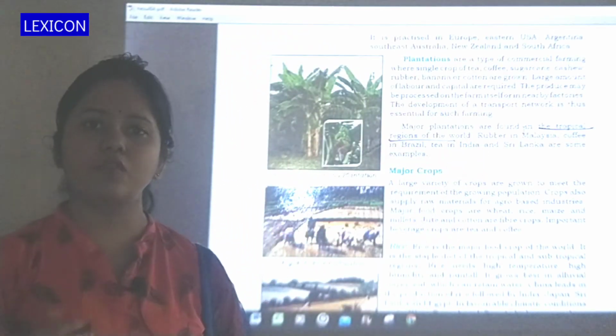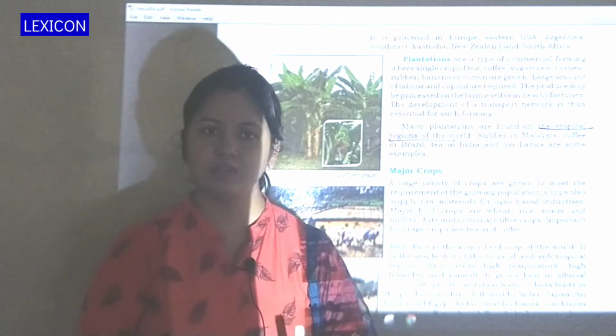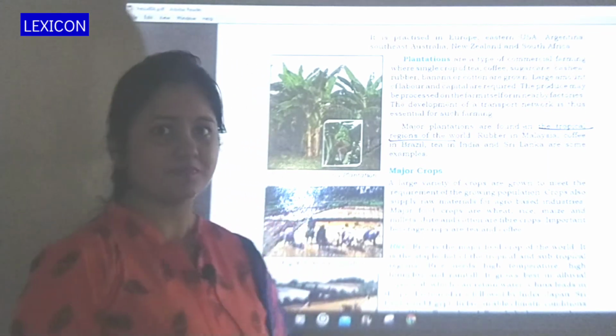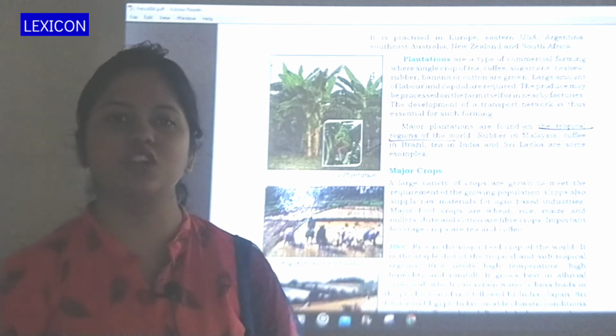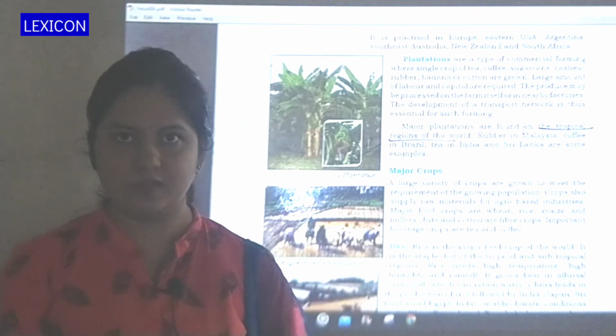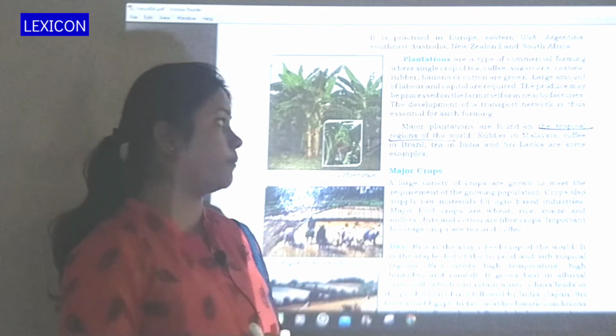And in which area we are doing it, it is written that in the tropical regions of the world. What is the meaning of tropical regions? Okay, just read it. Tropical region, the areas which are near the tropic. Clear? That are called tropical region.